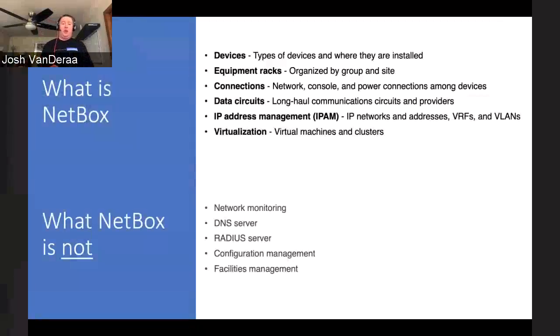So just a couple other things. There's some questions that have happened. I just wanted to cover what NetBox is and what it's not. We're going to track devices. So what kind of devices are they? Do you have an ASA 5525, an ASA 5515? What are the model numbers? And then where are they installed? Are they at data center 1, data center 2, or are they at a remote site somewhere?